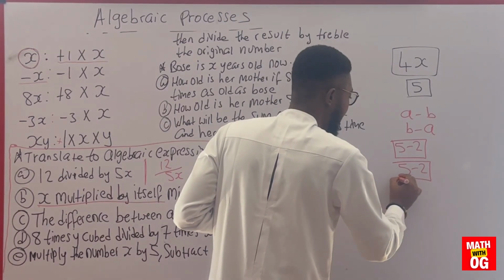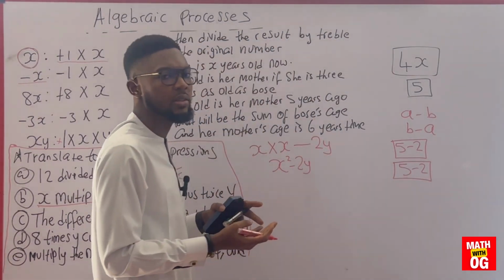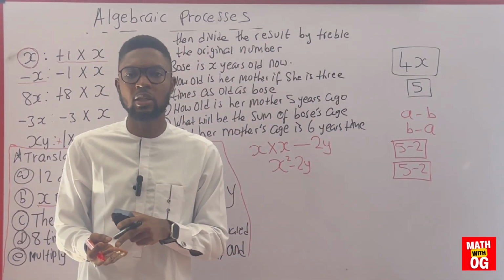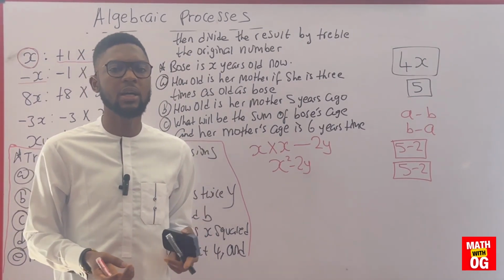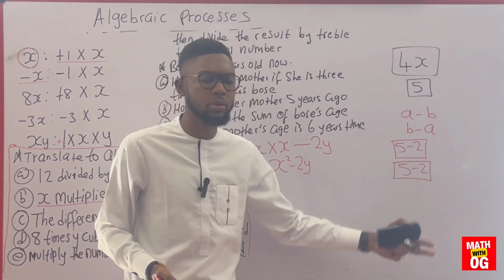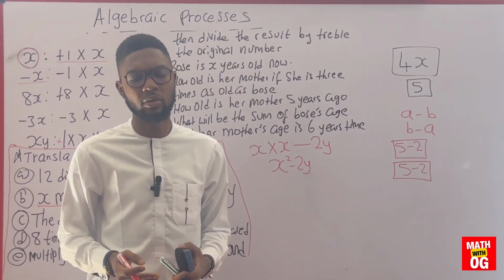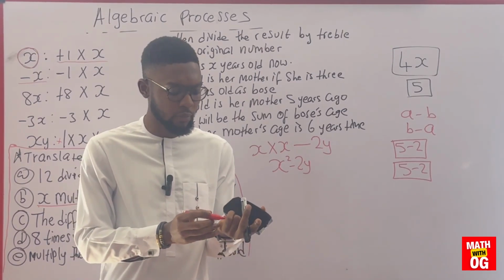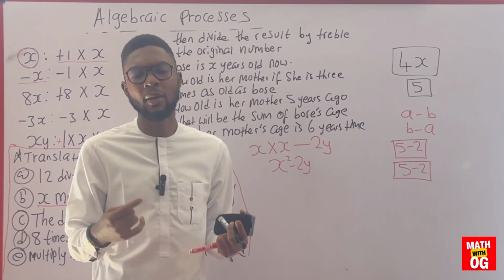Now why am I working with 5 minus 2? Because I know that 5 is the bigger number and 2 is the smaller number, except you are now told positive difference and negative difference. So the positive difference here will be 3, while the negative difference will be minus 3.